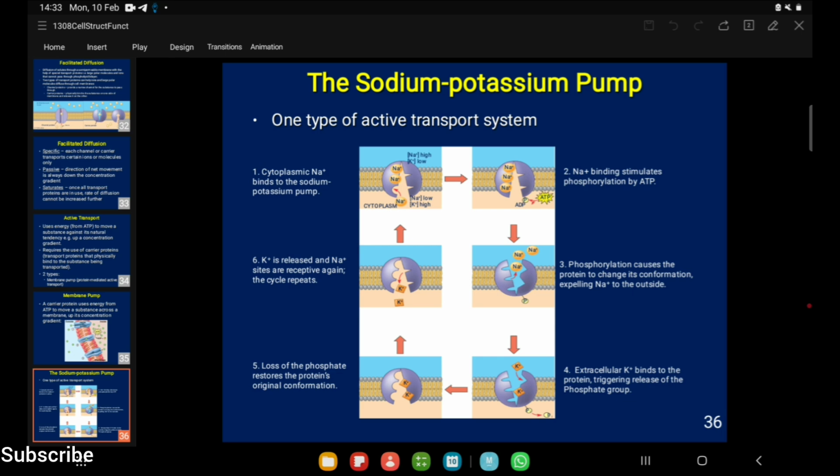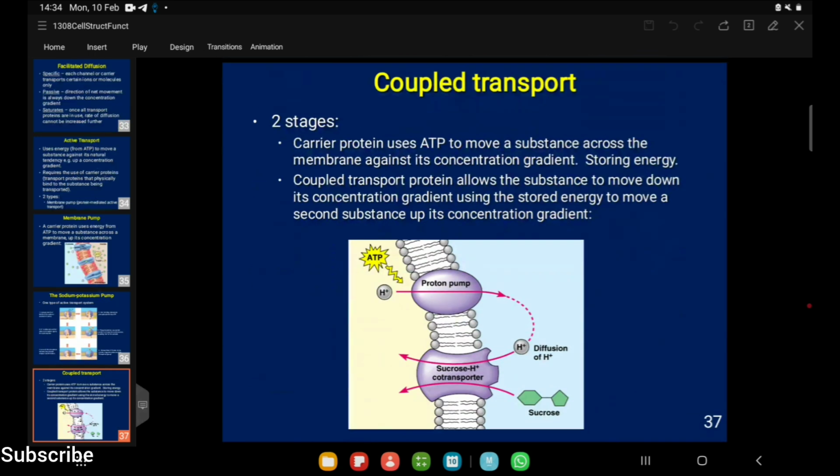So how does it work? First step, cytoplasmic sodium binds to a sodium potassium pump. Then sodium binding stimulates phosphorylation by ATP. Phosphorylation causes the protein to change its conformation, expelling sodium to the outside. And then extracellular potassium binds to the protein, triggering release of the phosphate group. And then loss of phosphate restores the protein's original conformation, and potassium is released and sodium sites are receptive again. The cycle repeats.